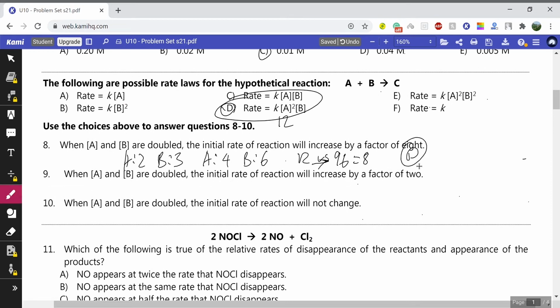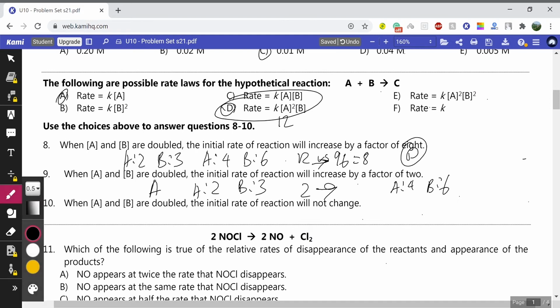Now, when A and B are doubled, the reaction only increased by a factor of 2. Why would that happen? When you double both of them, it only increases by a factor of 2. That means one of them is first order and one of them is zeroth order. We can see that's A. And we can double check our equation again. So let's set A as 2 and B as 3. When you plug this in, it will give you 2. Let's see what happens when you double both of them. A will be 4, B will be 6, but there is no B at all. So it's still K of A, which this time is 4. So it went from 2 to 4. Did it increase by a factor of 2? Yes, it did. So that's how we know our answer is A.